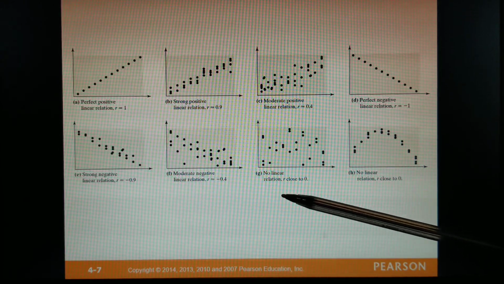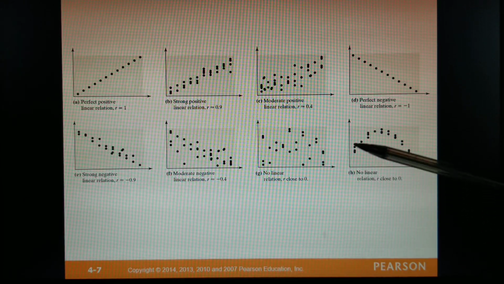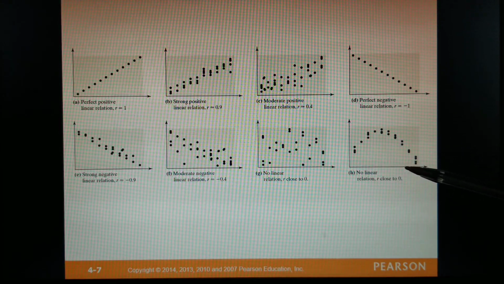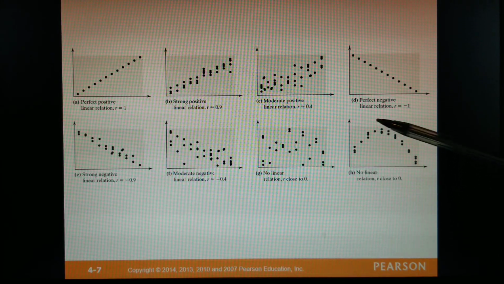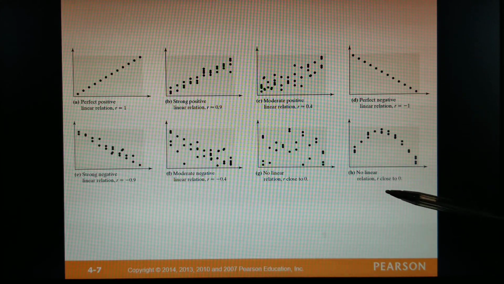Notice this one here, it says no linear relationship, and the R was close to 0. The points are all over the place. Even though this looks quadratic, we're not saying anything has a quadratic relationship. We're only doing linear or not linear in this class. So because this is just not linear, our R here was actually close to 0 if you do a line reg t-test, which is what we're going to be doing here today.